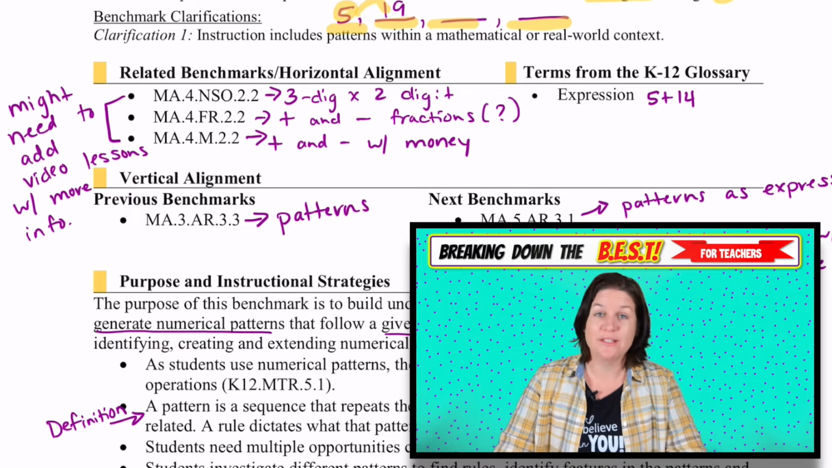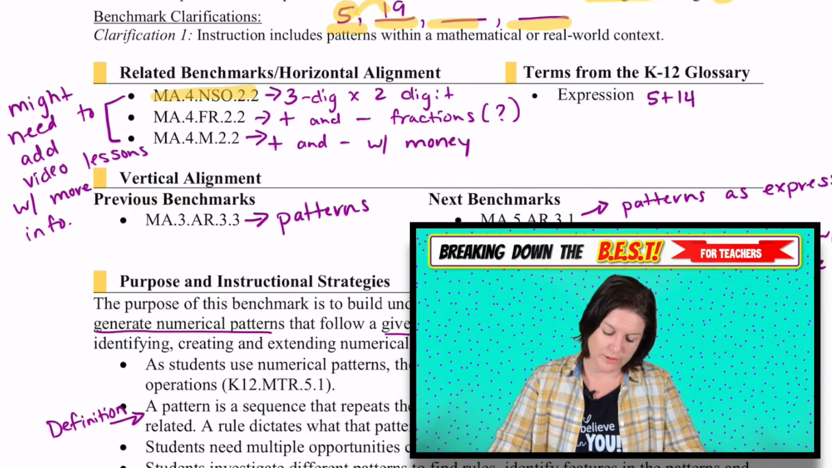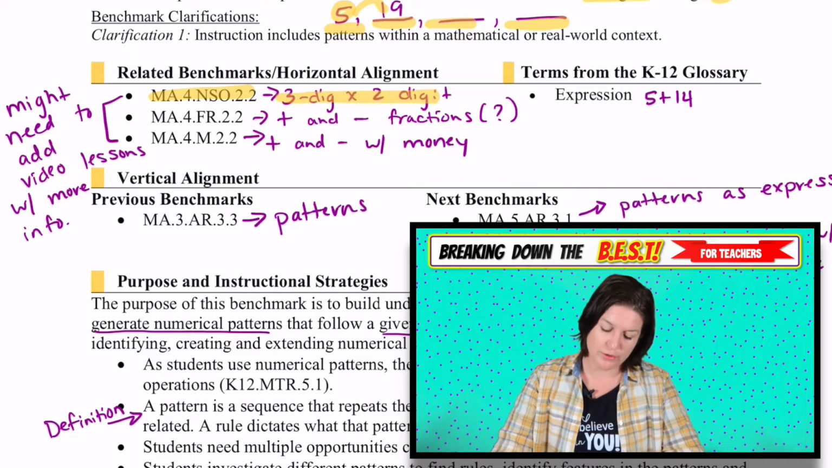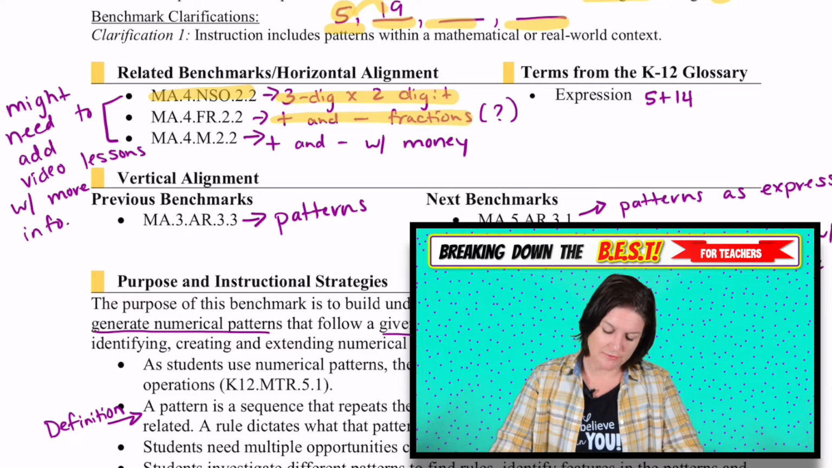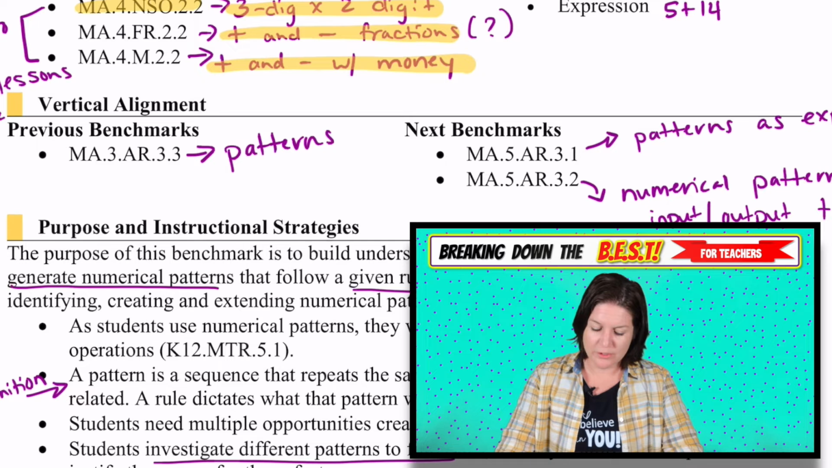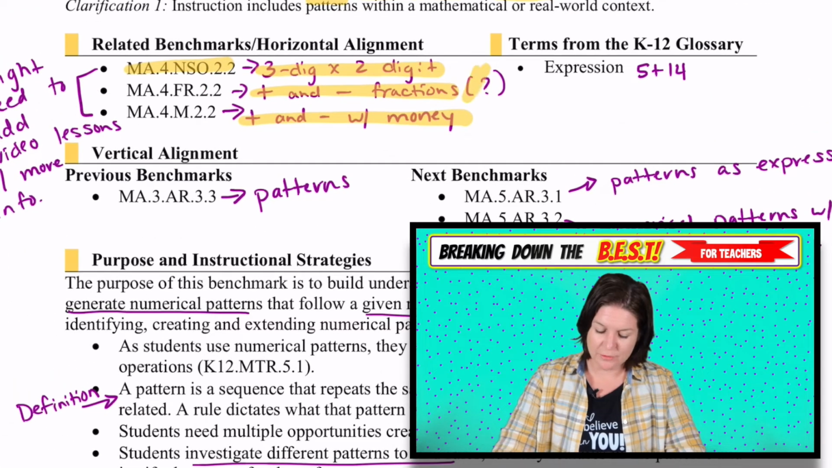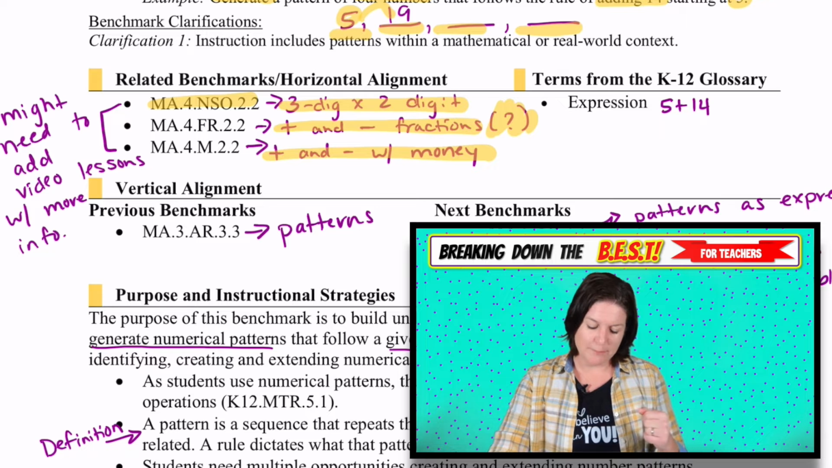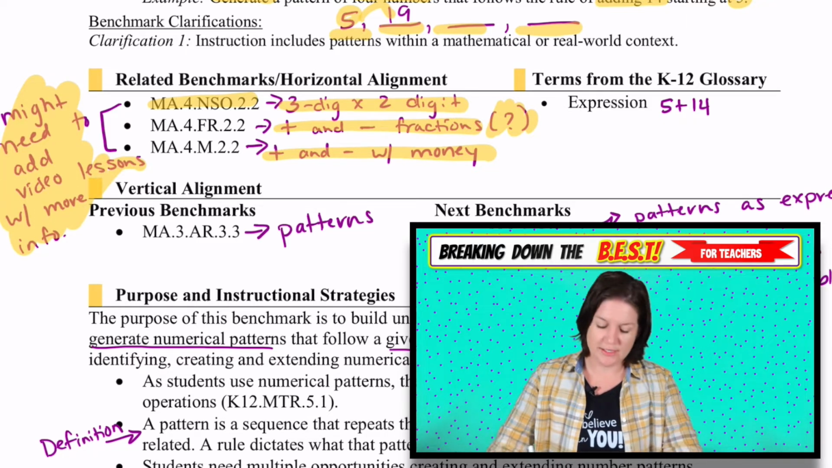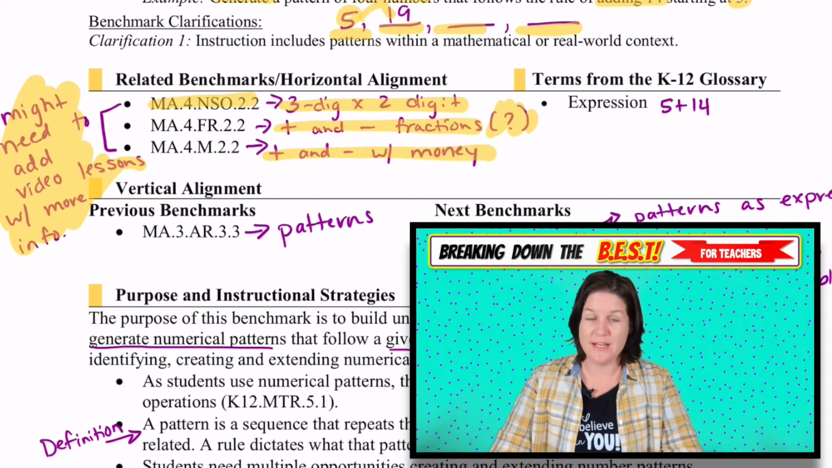What benchmarks are related to this standard? Well, we have 4.NSO.2.2, which is our 3-digit by 2-digit multiplication standard. And then for these two, we've got adding and subtracting fractions and adding and subtracting with money. I put a little question mark there because I wasn't getting any clues before. Having the fractions and the money might be part of a pattern, so I might need to add some more video lessons based on some more research that I do. Just know that I did not include any using fractions or money yet.